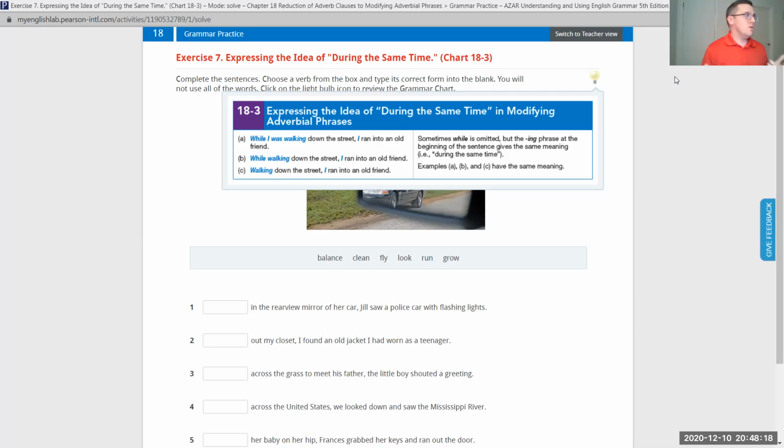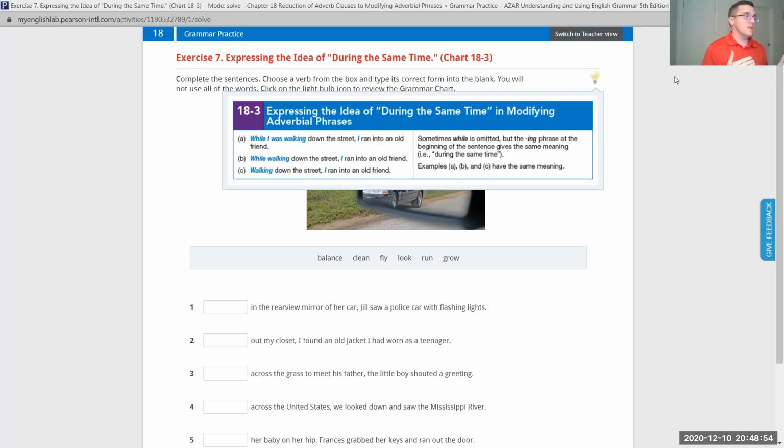As an example B, "While walking down the street, I ran into an old friend." And because that -ing form of the verb, the progressive form of the verb, "walking," gives the idea of something in progress happening, it gives that idea of "while," we can remove the word "while" altogether. As an example C, "Walking down the street, I ran into an old friend."